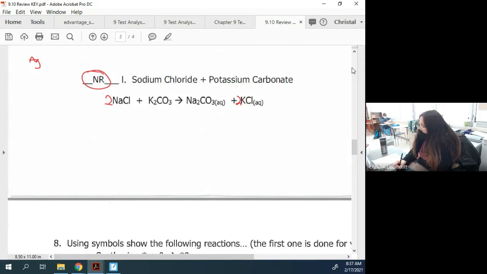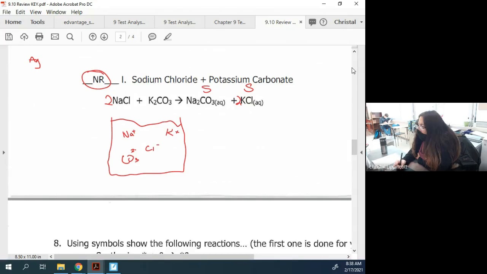Okay. If you look these up on your chart, you're going to see an S in your chart for this one, meaning that it's soluble, and an S in the chart for this one, meaning it's soluble. So nothing's changed. Remember when we started out the reaction here, all of these things were aqueous. We had sodium ions floating around, we had chlorine ions floating around, we had potassium ions floating around, and we had our carbonate ions floating around.